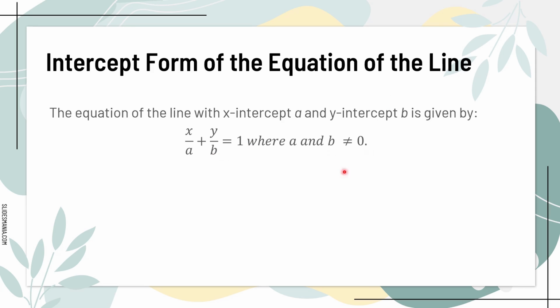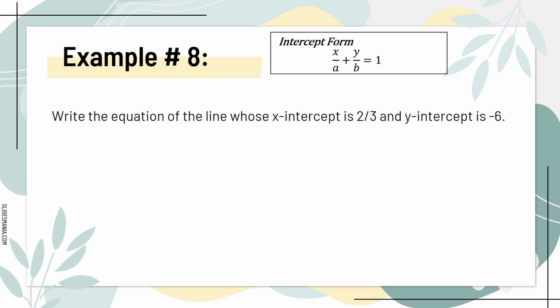If you were given the intercept form, again, when you say intercept form, for the x-intercept, this is the value of x if your y is 0. For the y-intercept, this is your y when your x is equal to 0. Okay, so let's have an example.